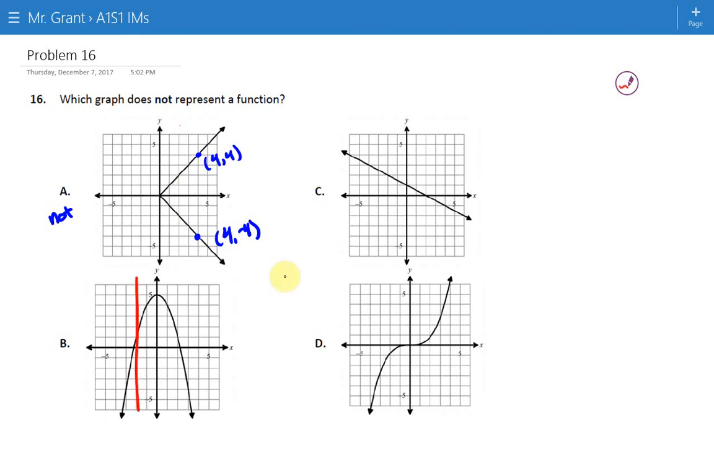Notice that a vertical line would never touch more than one spot here, nor would a vertical line ever touch more than one here, or even over here. All of these are functions, and so A is the only graph which does not represent a function.